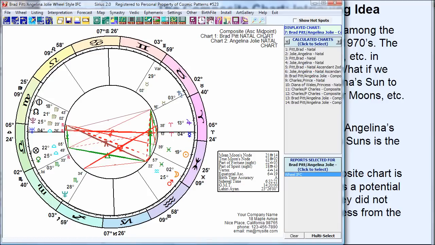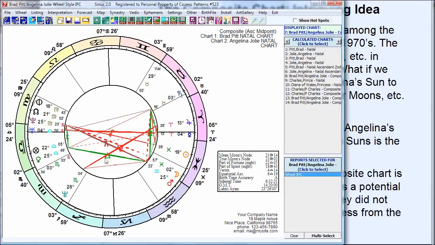It's a composite chart. There's different kinds. I'll explain this later. But chart 1, Brad's natal chart, Angelina's natal chart. And there it is. Looks like a chart, just like any other chart. And they do have a Venus trine Mars with about a 1/2 degree orb. That's good for romance. They have a Mercury opposite Uranus. Very small orb. A lot of inventive ideas. Open to new ideas happens in their relationship.